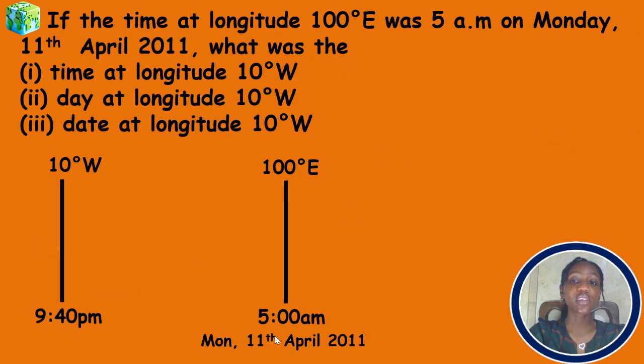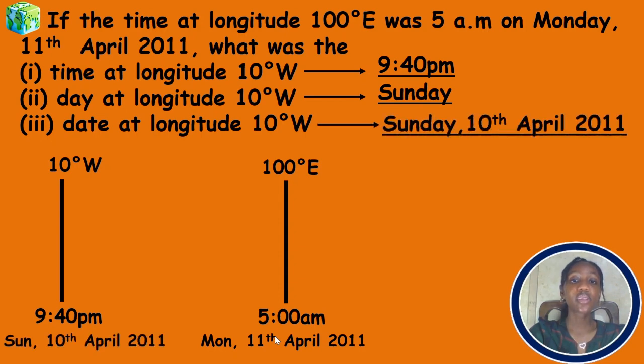We already have the answer to I, 9:40 p.m. the previous day, and therefore the day at longitude 10 degrees west will be the day before Monday, which is Sunday. And the answer to II will now be Sunday, 10th of April 2011. The main point of this question was you understand that subtracting the time difference will give you a time in the previous day. And now moving to the last question for this calculation in longitude video.